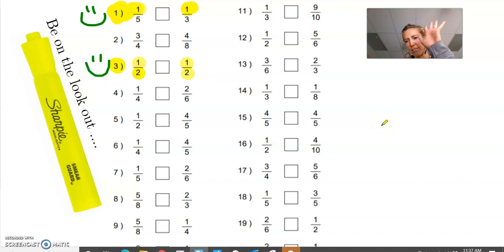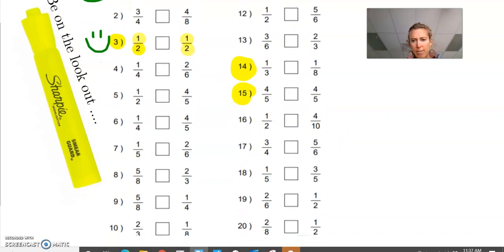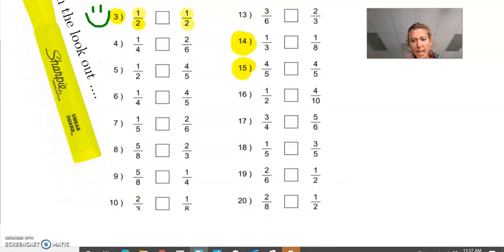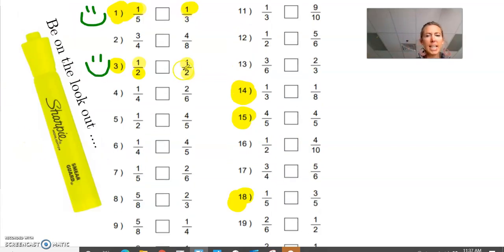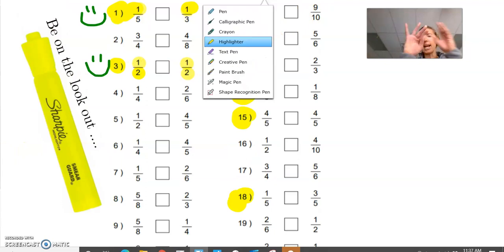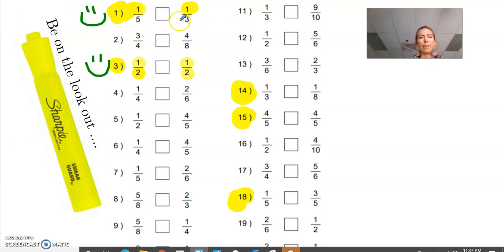Figure it out in 5, 4, 3, 2, 1. Cha-ching! Oh, looks like I'm highlighting number 14. Numerators are the same. Okay, any others? Yeah, 15 right after it. Numerators and denominators are the same. And then I really don't see anything else except number 18, where the denominators are the same. So I have highlighted the ones that I would pick out of the crowd and do right away.